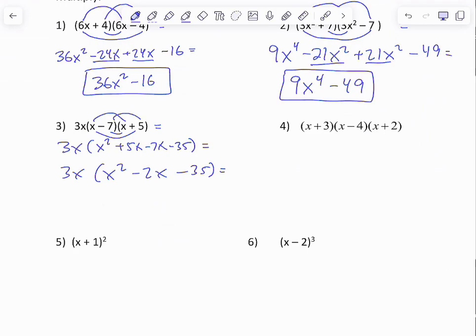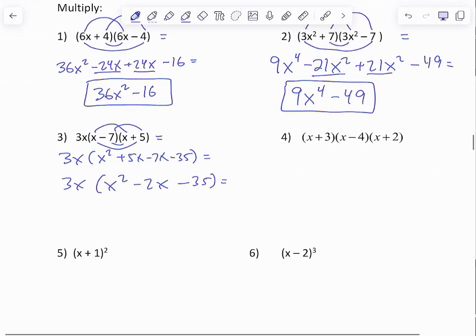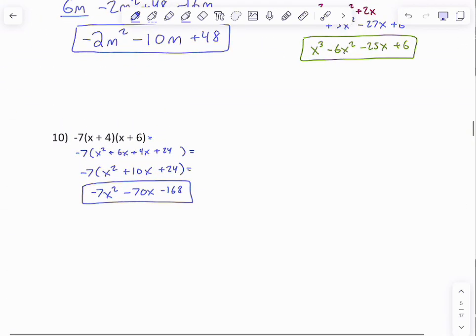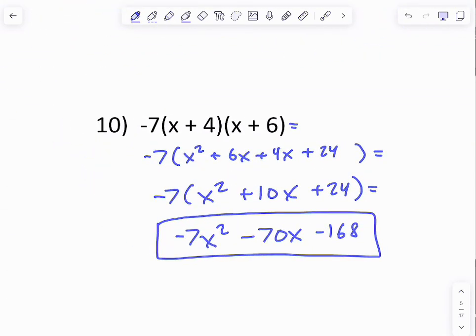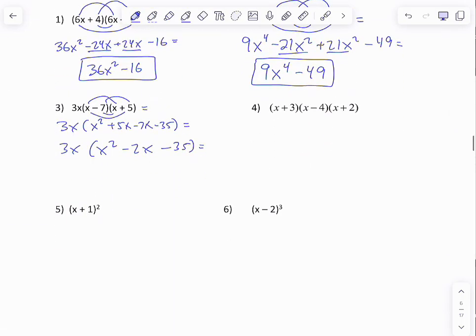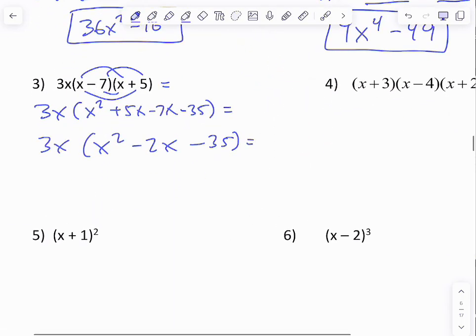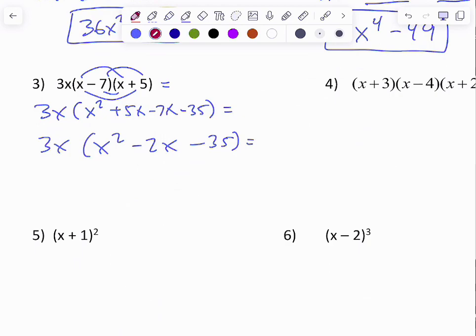Now I have to do distributive property. This is a 3x. I think in the previous problem it was just a number. Yeah, it was just a -7, but it's just like this problem number 10 that we did in the last notes. So you had to distribute the 3x.